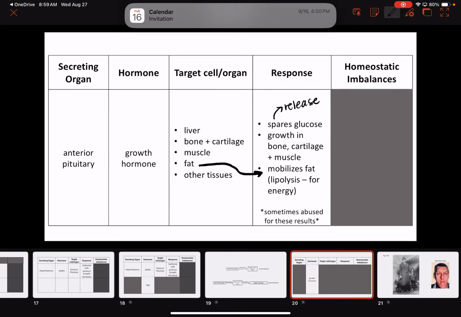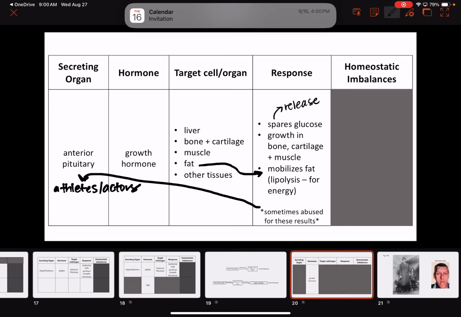So because of the benefits of growth hormone, more energy, more growth in bone, cartilage, muscle, breakdown of fat, people do tend to abuse synthetic growth hormone. It's sometimes abused for these effects. A lot of times it'll be people like athletes or actors. But really, with the growing age of social media and things like that, a lot of people are using growth hormone. It's not good, though.